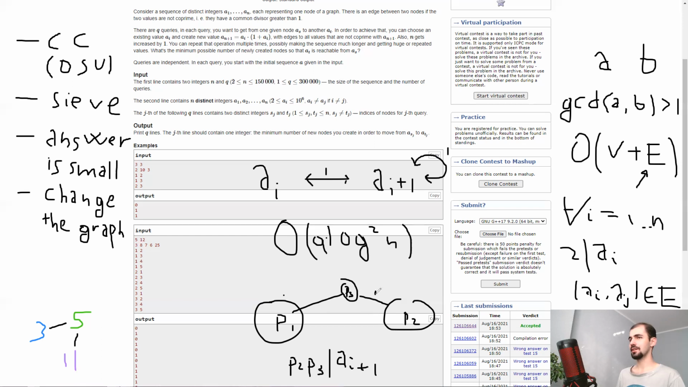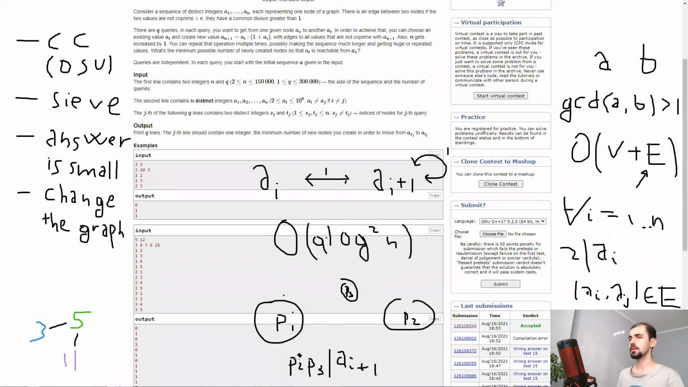So each edge is kind of of cost 1, but they are added at the same time. So what you should instead do is add different edges. Or maybe I'm actually wrong, right? Yeah, I'm wrong. I formulated it wrong.